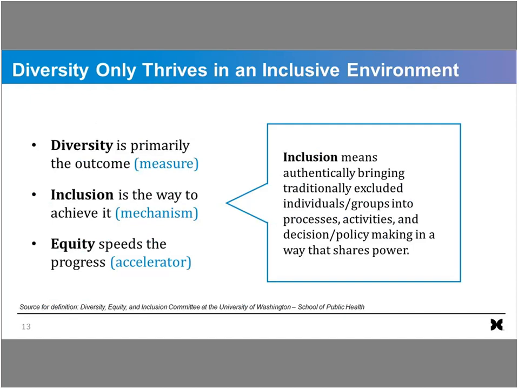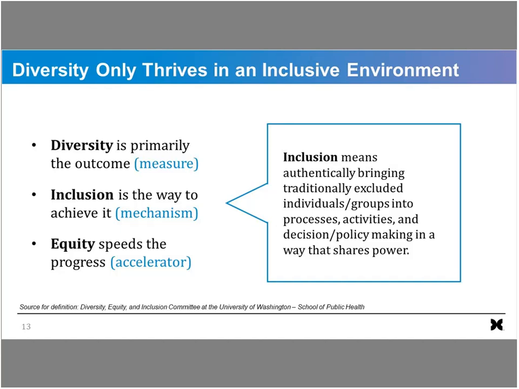Diversity only thrives in an inclusive environment. In other words, inclusion just doesn't happen. It has to be something that we do. And from our perspective and our research, we found that diversity is primarily an outcome that you can measure, just like we've been able to measure with these polls and these insights at the beginning of the program. So inclusion is the mechanism, the tool we use to be able to do it. And equity is what helps us accelerate the process.